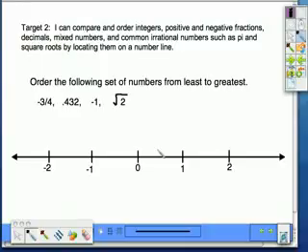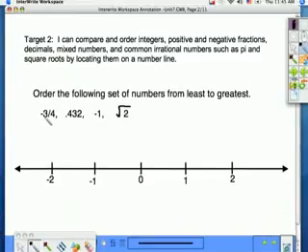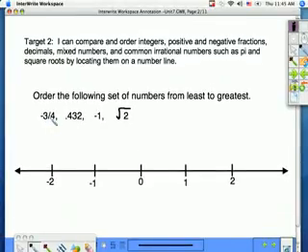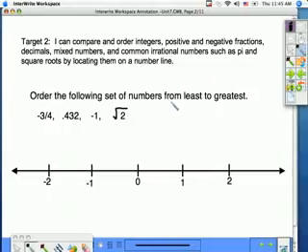Target 2. I can compare and order integers, positive and negative fractions, decimals, mixed numbers, and common irrational numbers such as pi and square roots by locating them on a number line. One type of problem you will see is given a set of numbers that may have fractions, negative numbers, positive numbers, decimals, square roots, and you have to order them from least to greatest.